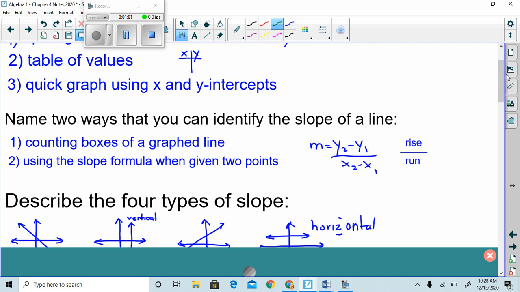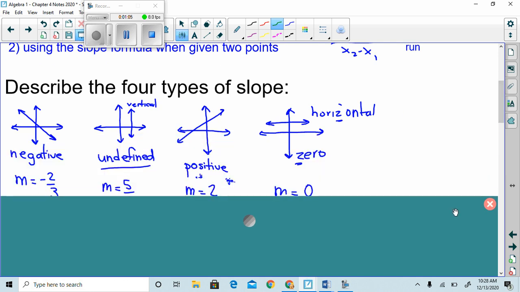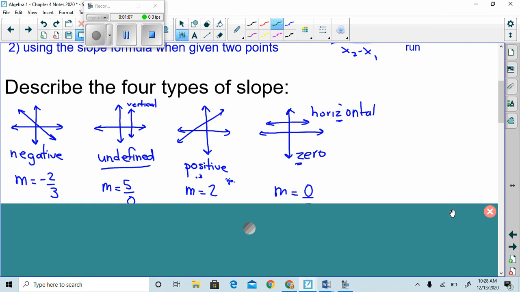Slopes. Yes, we talked about slopes, and slopes came in four different forms. We had our negative slope, which falls from left to right, our vertical line, which is an undefined slope. Lines that rise from left to right have a positive slope, and our horizontal line has a slope of 0.